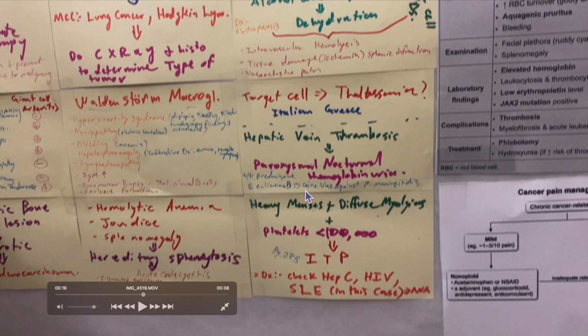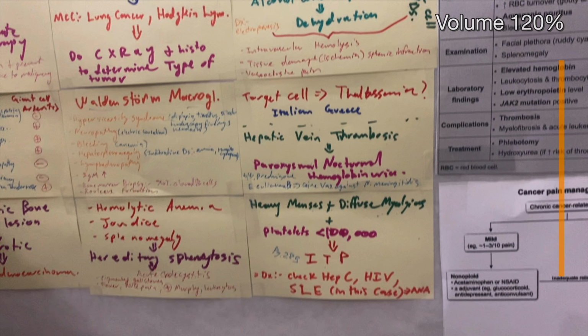Oh, eculizumab. Okay, that's what that is. Eculizumab: give vaccines against meningitis if they have this. If they have paroxysmal nocturnal hemoglobinuria, treatment is prednisone and eculizumab, give vaccines against meningitis in this. So hepatic vein thrombosis may be caused by paroxysmal nocturnal hemoglobinuria. Okay, PNH.